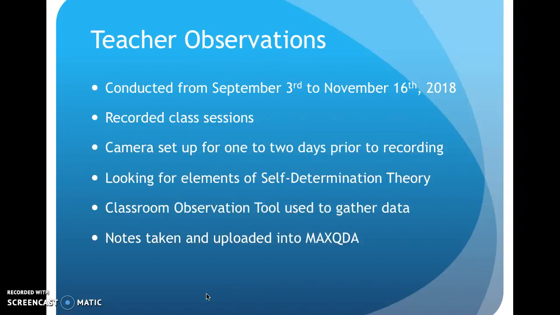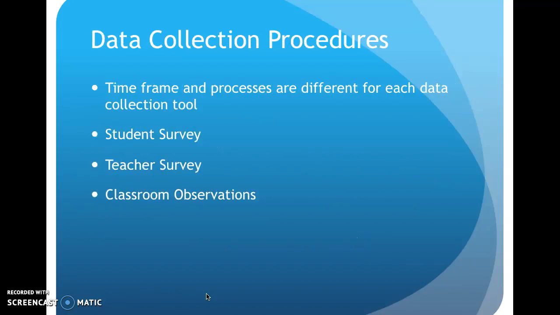The teacher observations will be conducted from September 3rd all the way to November 16th. They will be recorded class sessions. There will be a camera set up for 1 to 2 days prior to recording, which will hopefully help reduce some performative actions of the students so they can act more naturally during the recording. I'm looking for elements related to self-determination theory of relatedness and autonomy while viewing the recordings, and I will use the classroom observation tool to take notes and gather data. Those notes will then be uploaded into MaxQDA.